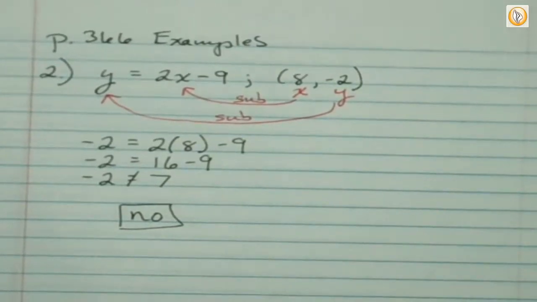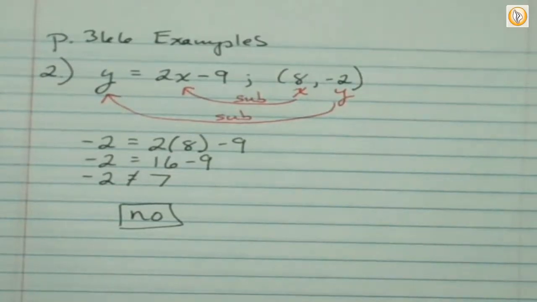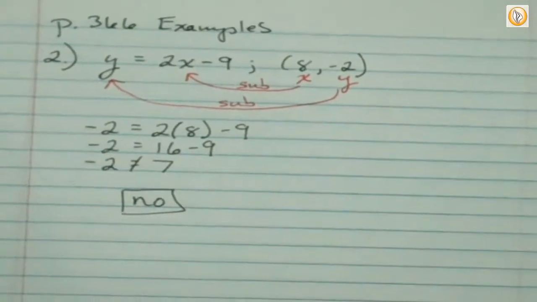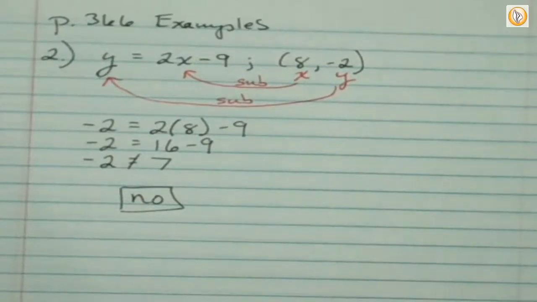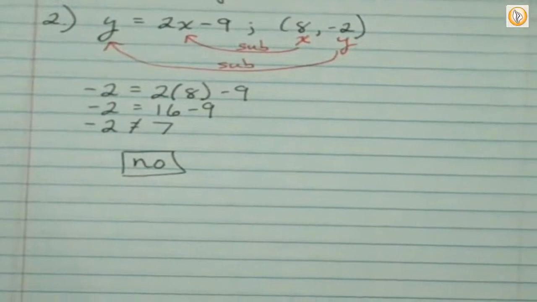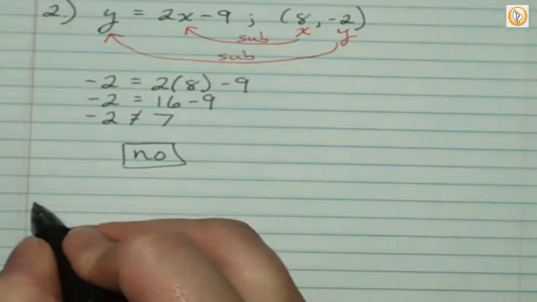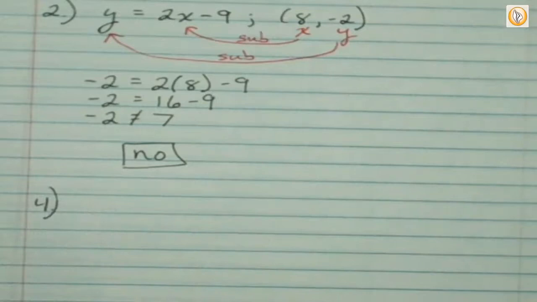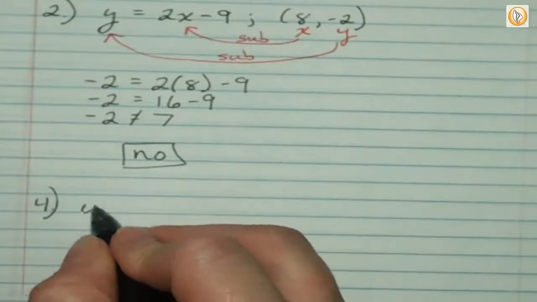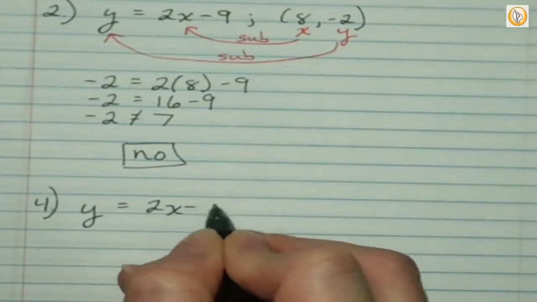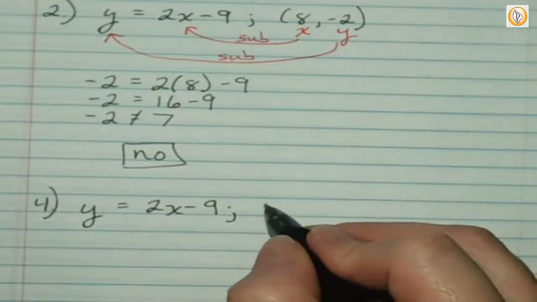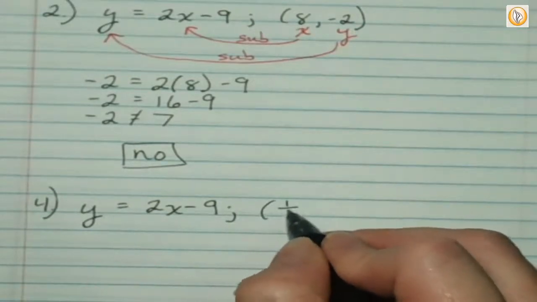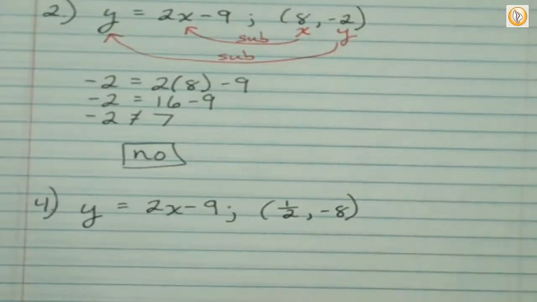Any questions about that? Everyone have it down? No, 1 second. Just write 18 instead of 8. All right, number 4. Using the same equation, this time we have the ordered pair a half and negative 8.